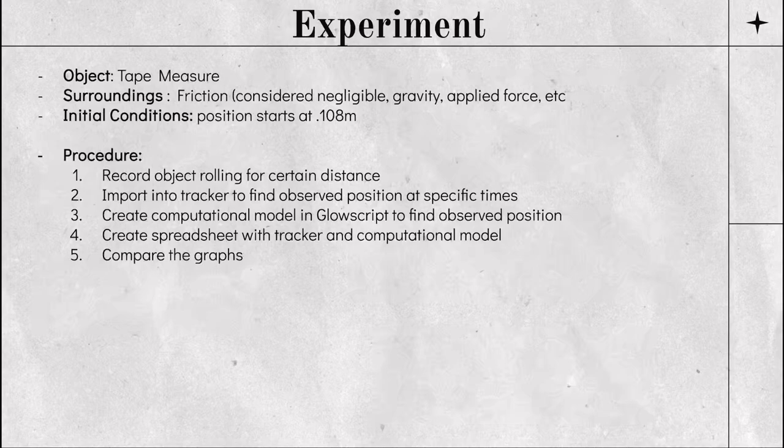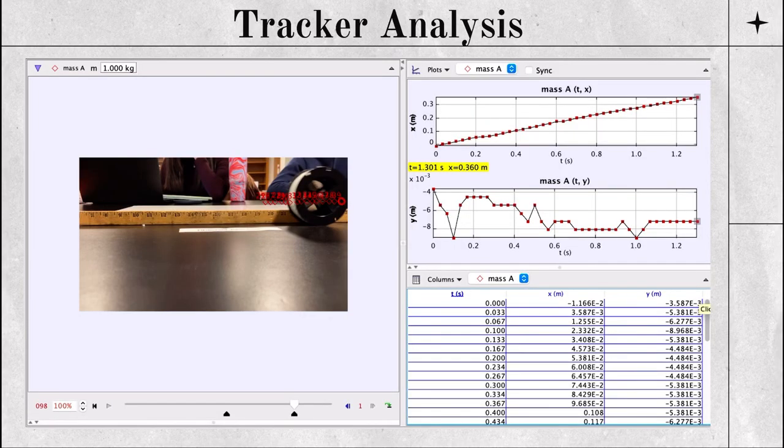Then we import that recording into Tracker to find the observed position at specific times. We then create a computational model in GlowScript to find the predicted position and compare that to the Tracker positions. Then we create a spreadsheet with both the Tracker and the computational models and compare these graphs to see if there's any differences.